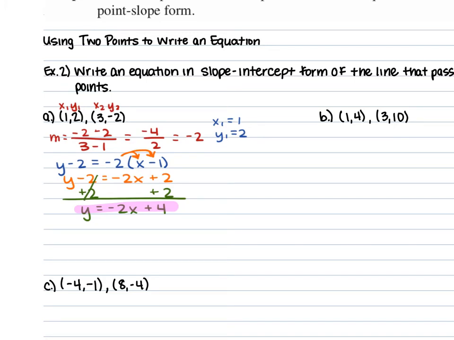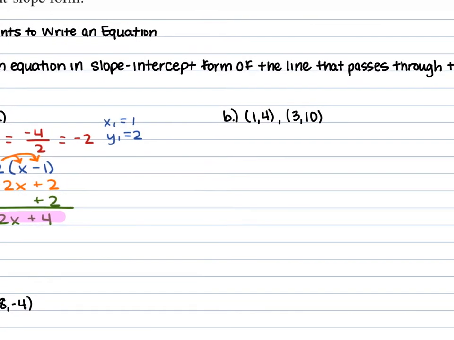For example B, we have the ordered pairs (1, 4) and (3, 10). So again, I'm going to find my slope first. So I'm going to do 10 minus 4 over 3 minus 1. The 10 minus 4 gives me 6. 3 minus 1 is 2. 6 over 2 is equal to 3. So my slope is 3.